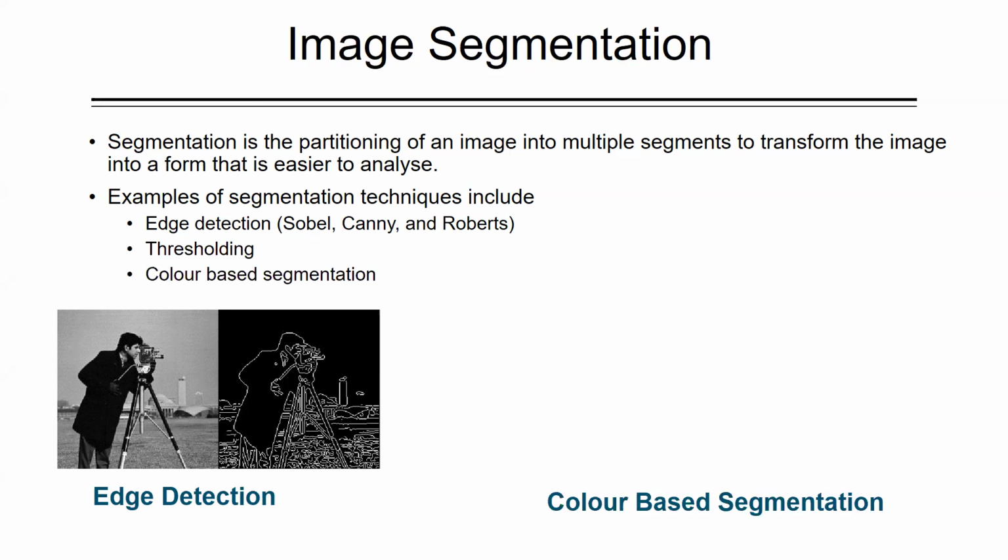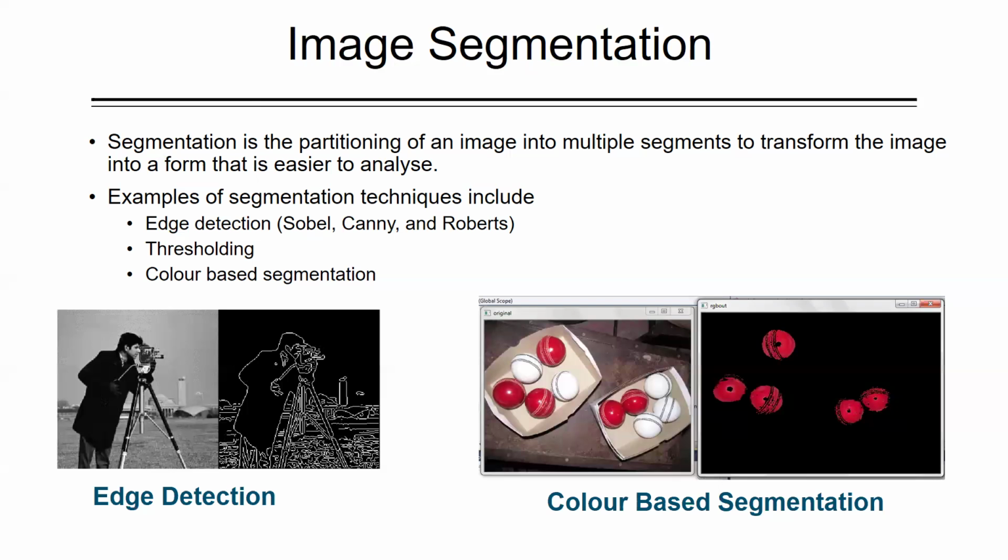Then you can see the color-based segmentation. The image on the left is the original image, but we're only interested in highlighting the red parts of the image. And you can see what color-based segmentation does. It only brings out the red aspects of the image.